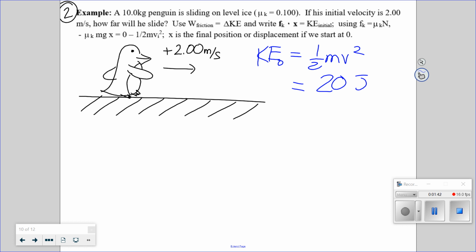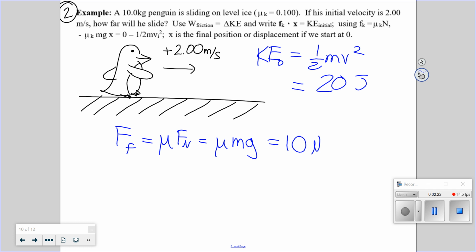Okay. The force of friction on a level surface, have you got it stuck in your mind by now? Oh, I see some nods. Okay. It's the coefficient of friction times the normal force. And on a flat surface, that's just mu times mg. He weighs 10, mu is 0.1, so that's just 1, times 10. 10 newtons of friction force.